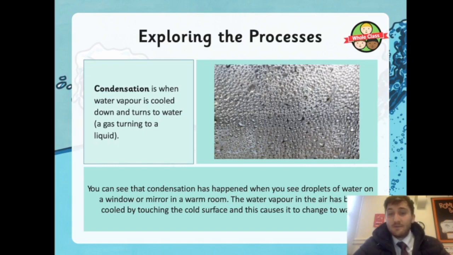So my example would be if I boiled my kettle right next to my window, the water vapour would be on my window, wouldn't it? Lots of droplets. Or if I'm cooking in my kitchen and I open my window, it gets really, really hot. I get water vapour all over my window.